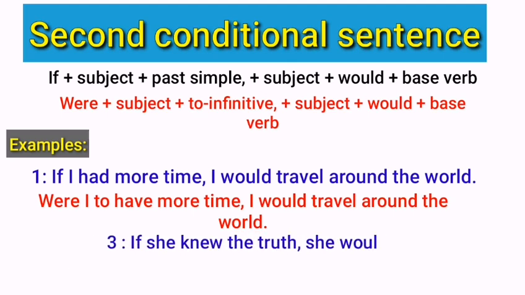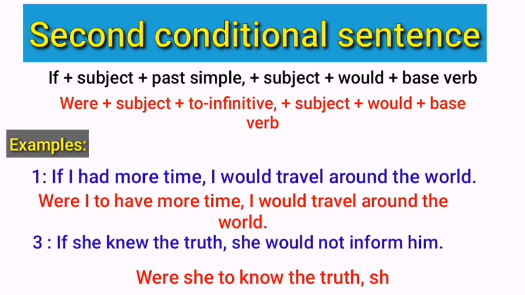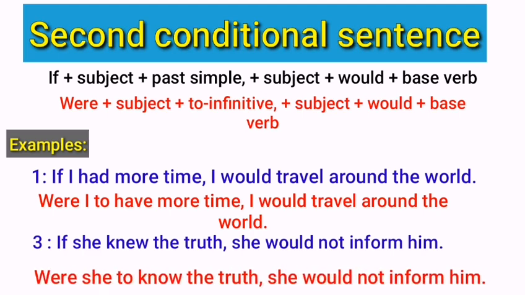If she knew the truth, she would not inform him. Look at this one, the inversion form of this sentence is, were she to know the truth, she would not inform him. You can see first we have replaced the word if with another word, were, and then changed the second form of verb into infinitive. So, this is the way to do inversion of a second conditional sentence.